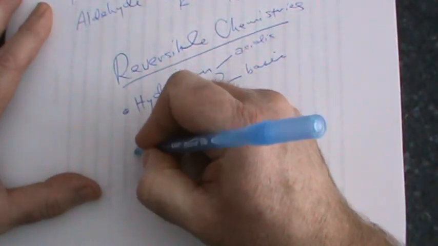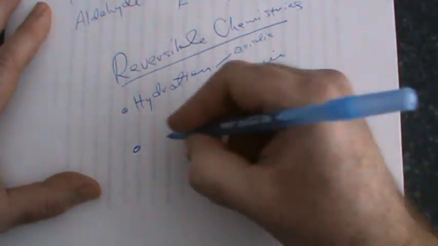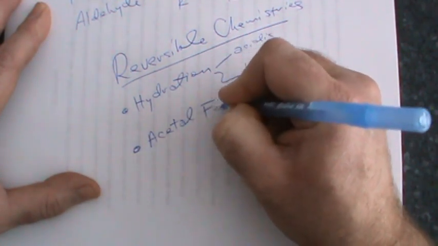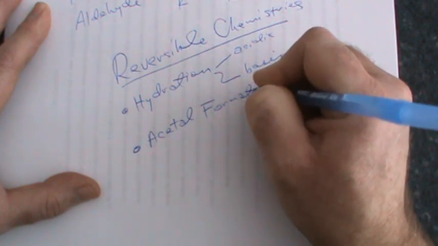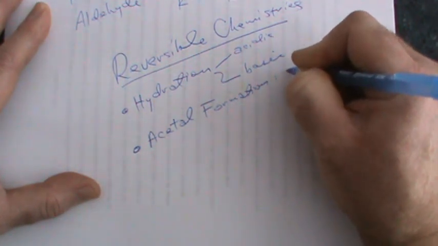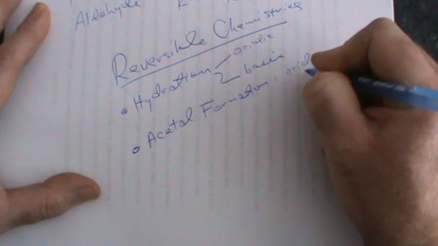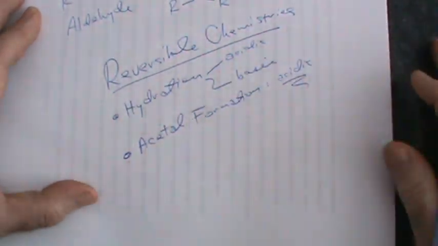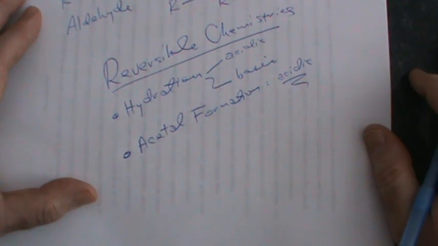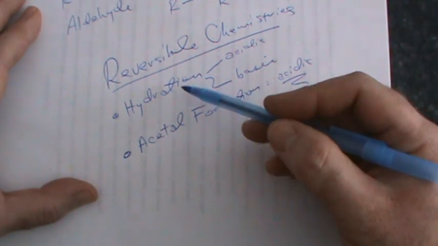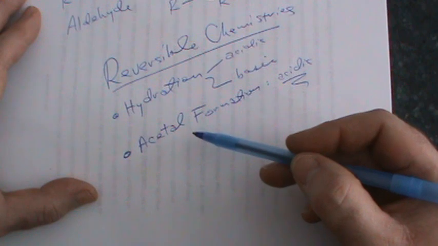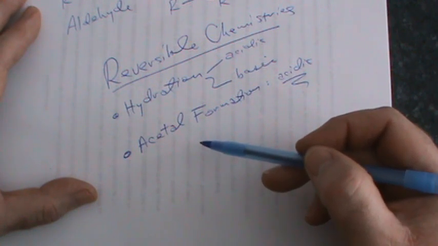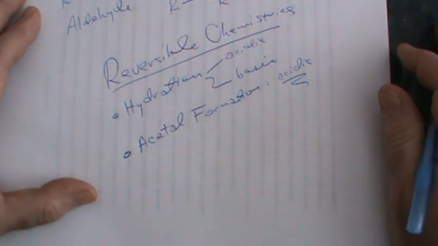The next reaction we're going to study after hydration is so-called acetal formation. And this one is going to have to take place under acidic conditions. The mechanisms of these two reactions are very closely related. Unlike the hydration reaction, the acetal forming reaction is synthetically useful, and we'll look at some specific examples where we can put that to good use.